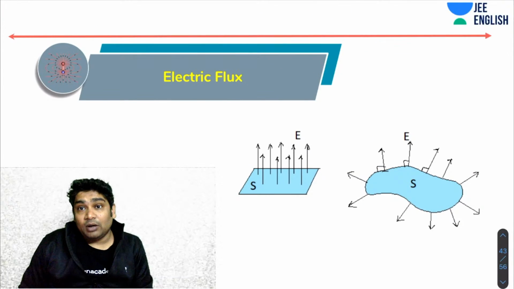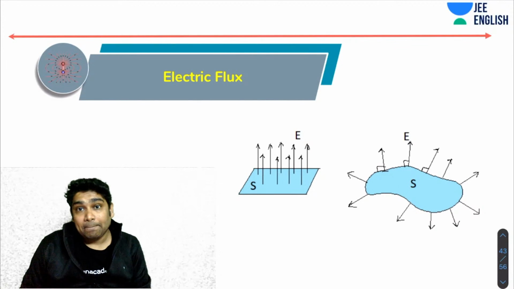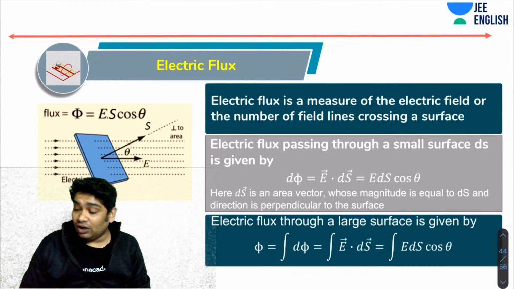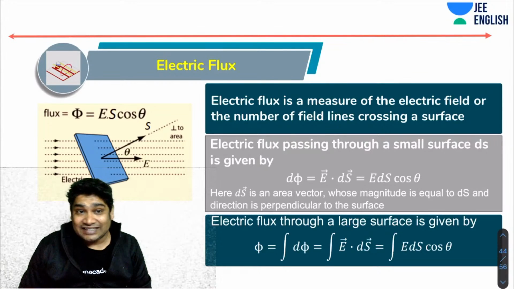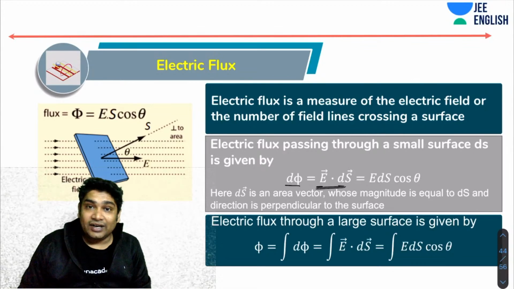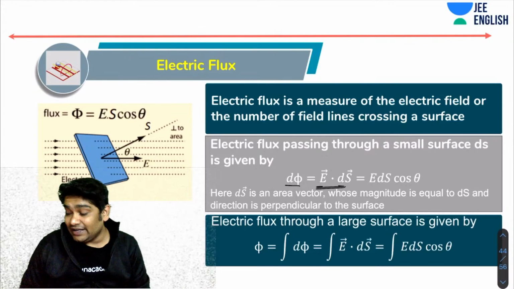Next, we'll talk about electric flux quickly. So, what is electric flux? Electric flux is a measure of electric field lines crossing any area. Okay. So, electric flux is a measure of electric field or the number of field lines crossing a surface. Electric flux passing through any surface is defined as d phi is E dot ds. So, where ds vector is the area vector of any surface and E vector is the electric field at the location of ds. So, E ds cos theta.